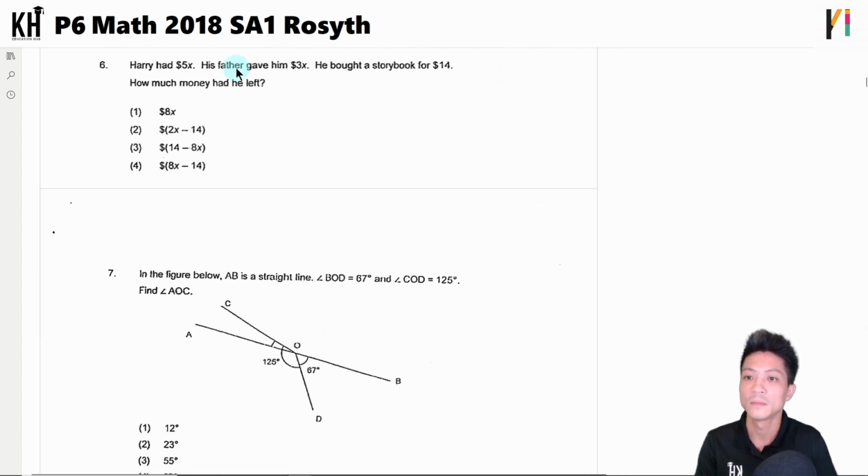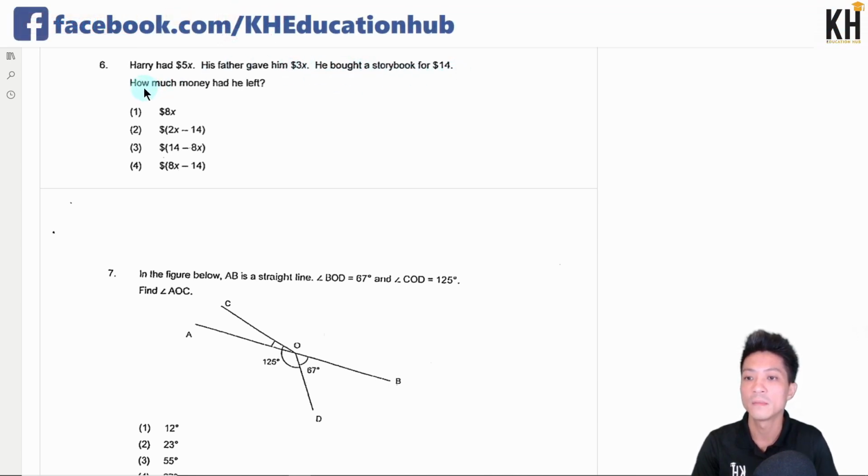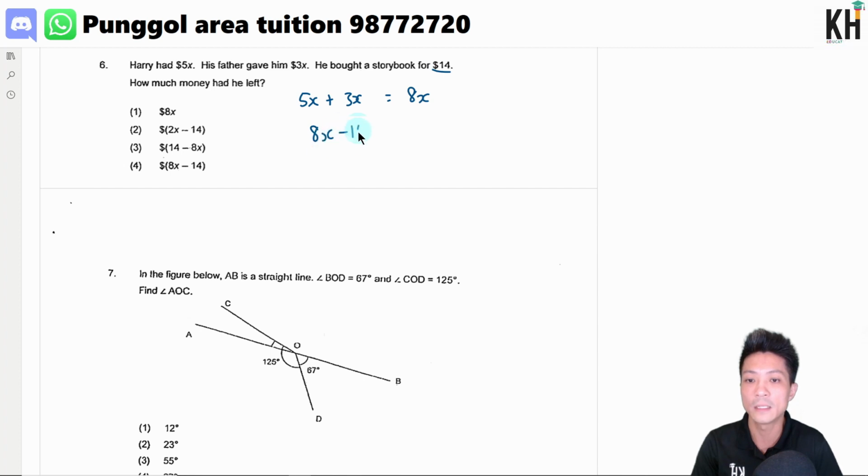Question 6. Harry had $5x. His father gave him $3x, and he bought a storybook for $14. How much money had he left? The first thing we need to do is find the total amount of money, which is 5x plus 3x. That will be equal to $8x. Since he bought a storybook for $14, it will be 8x minus 14. The answer will be number 4.